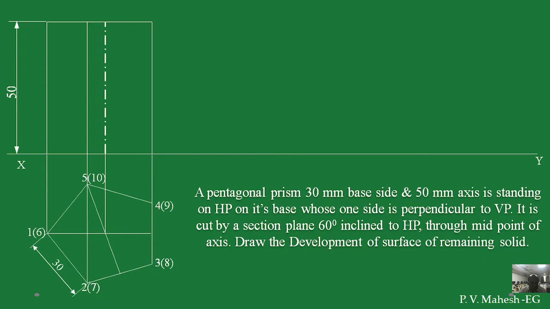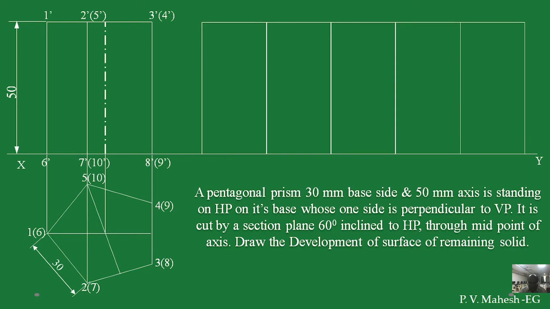Now I have to do the development. As we have discussed previously, here it is a pentagon and it is a prism. So 5 rectangles will be there side by side. So this is the development of the prism without any section plane.